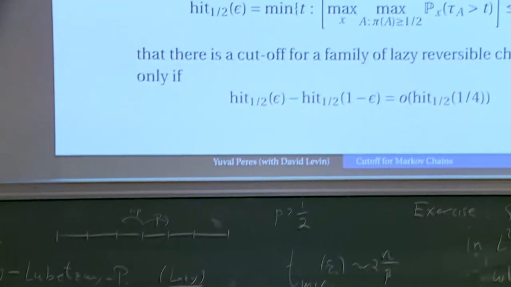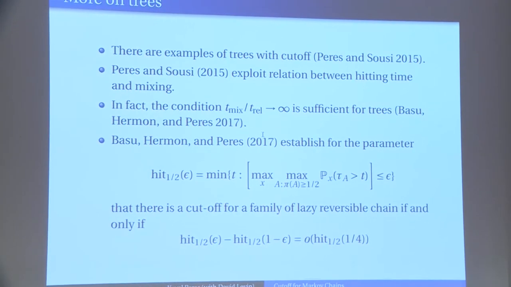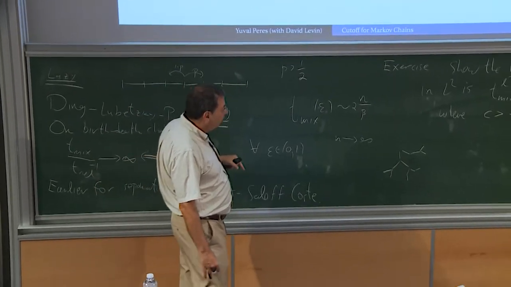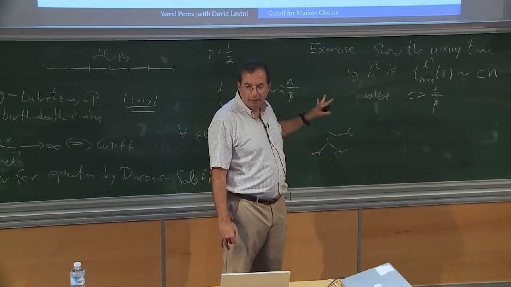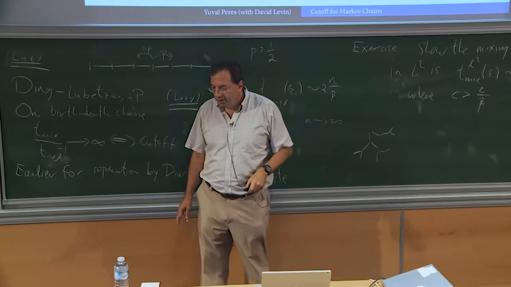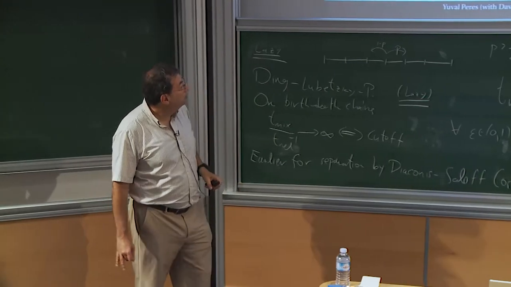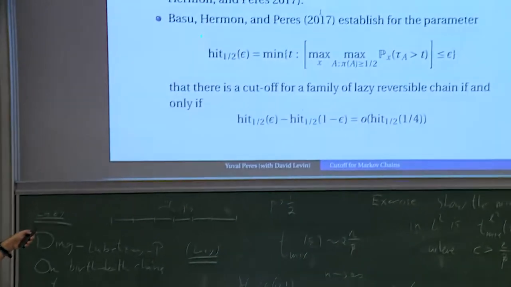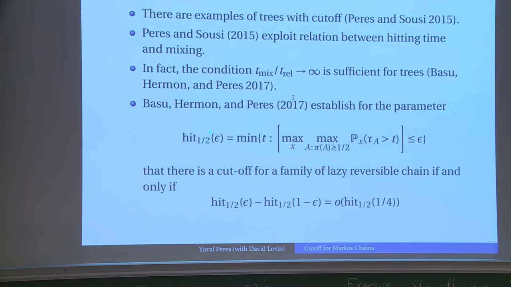And one can somewhat generalize this. Both in birth and death chains and for trees, if instead of going to neighbors, you allow some bounded jumps, then you can still get the same result. There is some regularity assumption there, so I don't discuss that generalization in detail, but it can be generalized from nearest neighbor to some bounded jumps. Okay, so the technique of this proof relies on this notion of cutoff for hitting times.